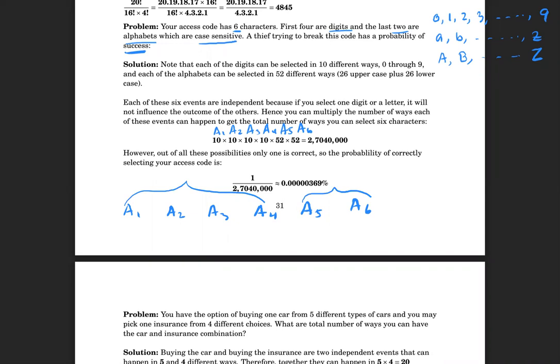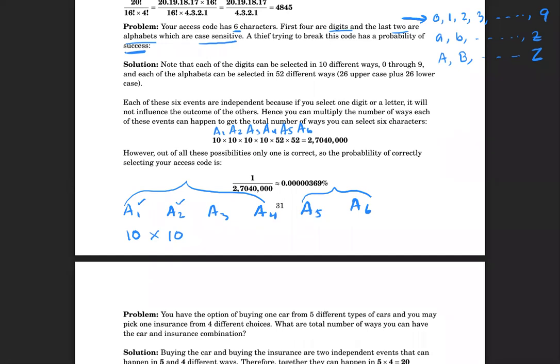How many different ways can event A1 happen? That means how many different ways you can pick a digit. There are 10 digits in the number system, so 10 different ways. How many different ways can event A2 happen? Also 10 ways, because they do not tell you that you cannot repeat a digit. Together, they can happen in 10 times 10, or 100 different ways.